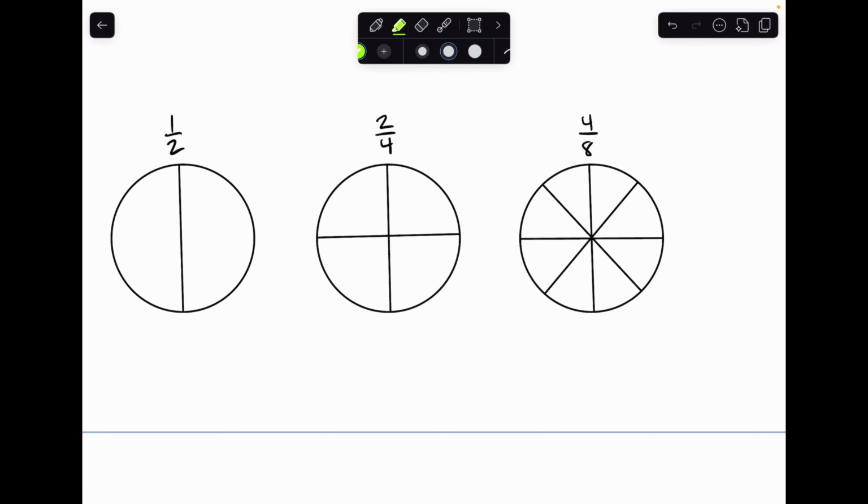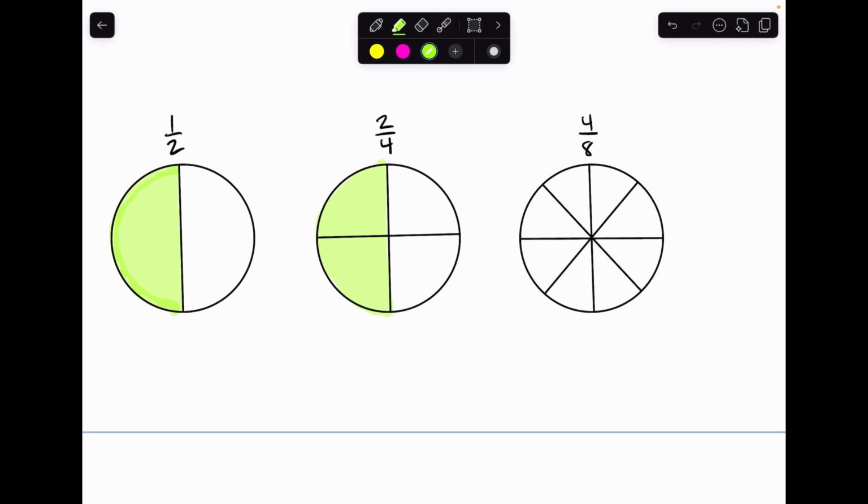So for 1/2, this means that I have my shape cut into 2 pieces, and I have one of those 2 pieces. So I always like to use pizzas, for example. If I have a pizza cut into 2 slices, I have one of those slices. For my next set, I have 2/4. I have 4 pieces in total, and I am keeping 2 for myself. So I have 2/4 of the pizza.